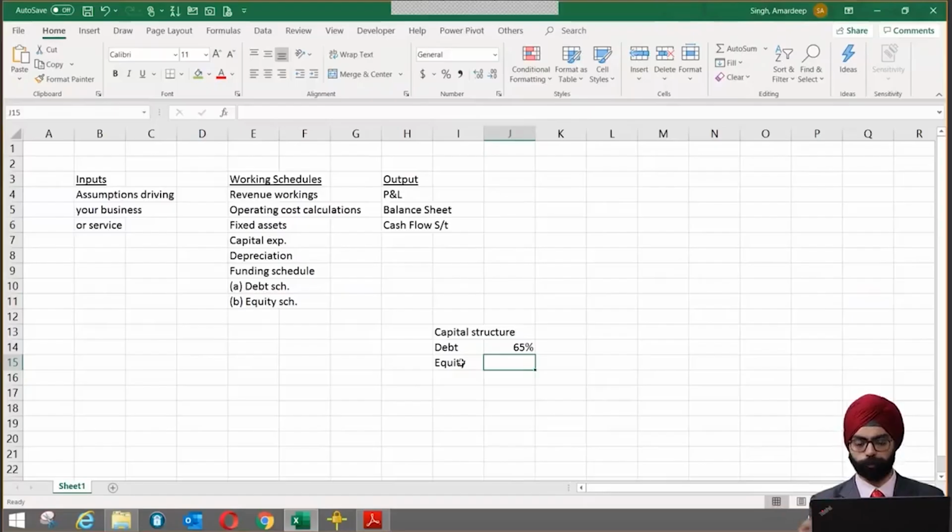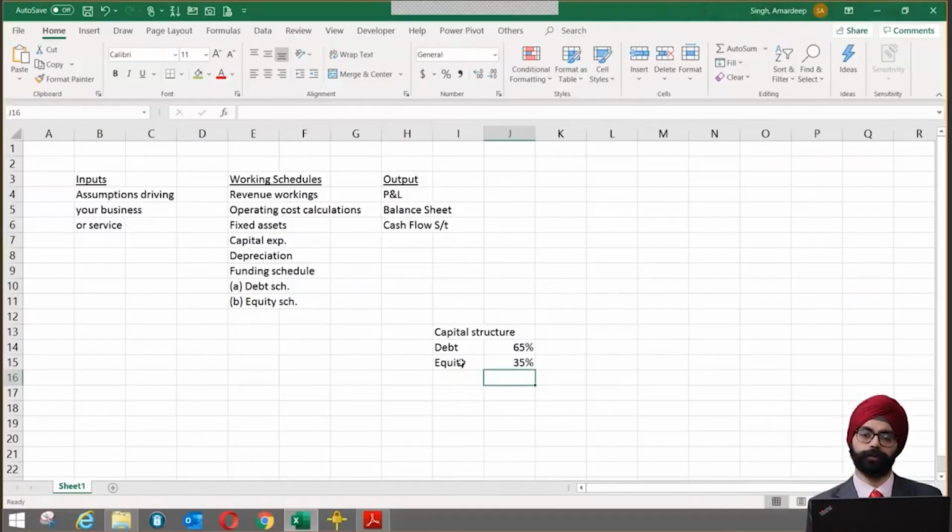So there are 2 ways to put it. One is that I can hard code 35%. And now I've got 65% debt, 35% equity. And it is fine because the total funding is giving me 100% here, which is making sense.